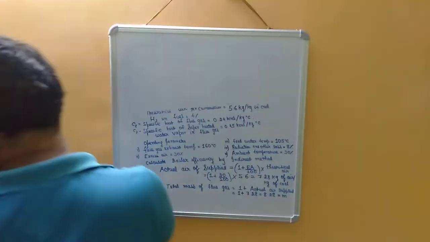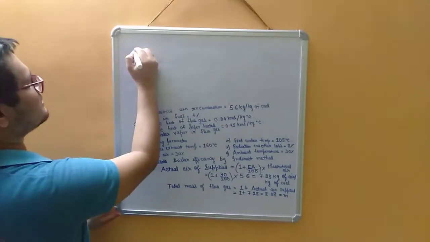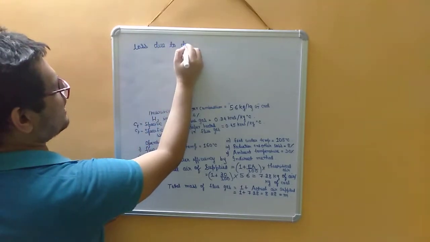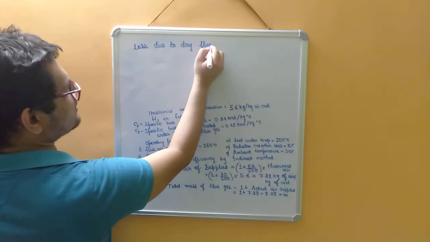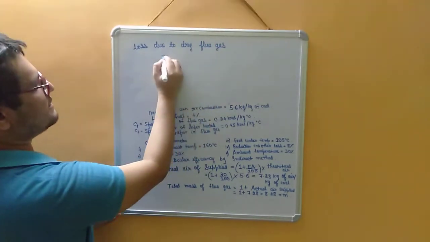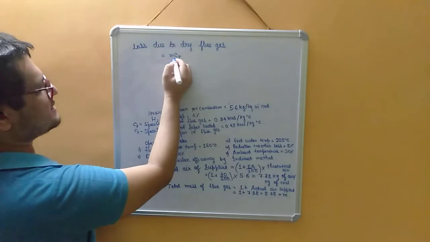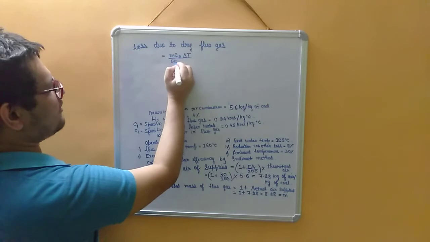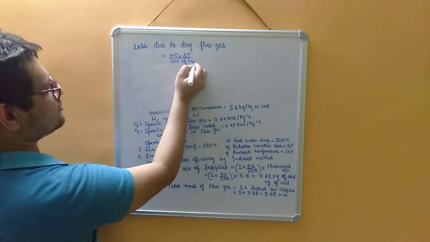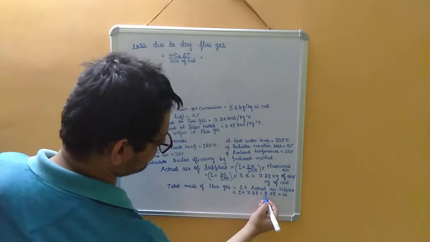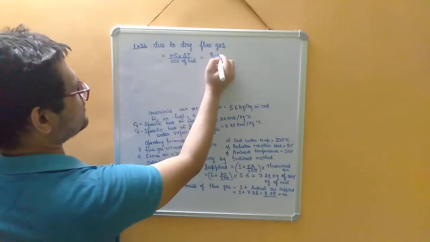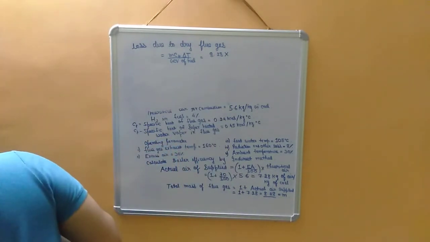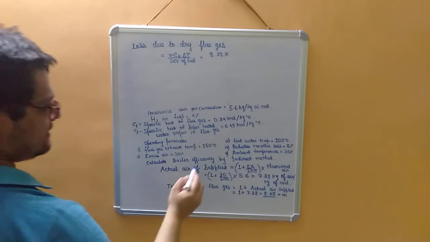Okay. So now, loss due to the dry flue gas. There is a formula here: M into Cp, the specific heat, into del T, divided by the gross calorific value of fuel. So now we calculate what M is. M we have calculated as 8.28. So we put here 8.28 into the specific heat, that is Cp, which we can see here is 0.24.